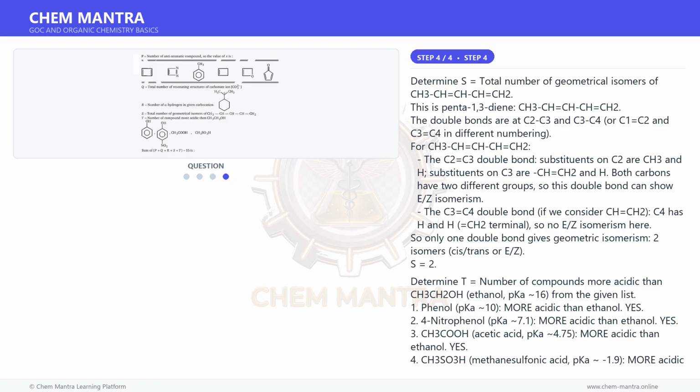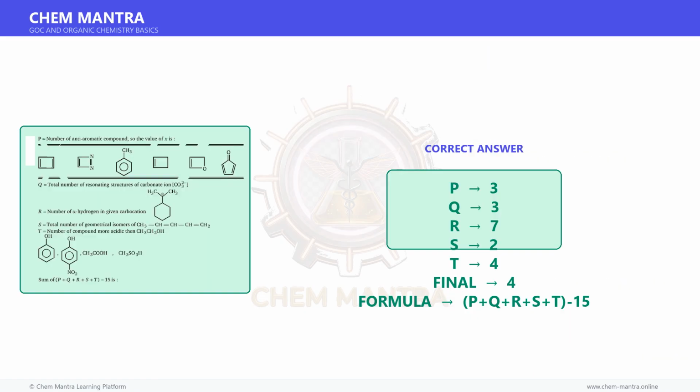P plus Q plus R plus S plus T equals 3 plus 3 plus 7 plus 2 plus 4, equals 19. Therefore, the correct answer is P matches 3, Q matches 3, R matches 7, S matches 2, T matches 4.